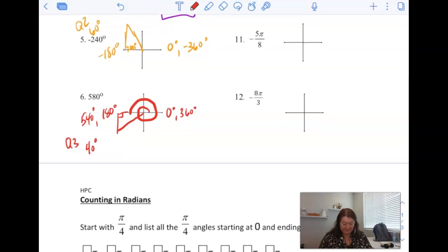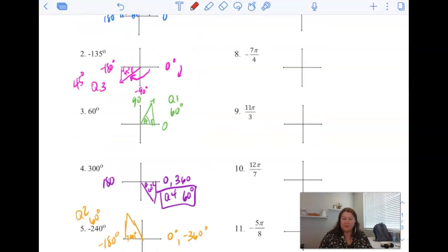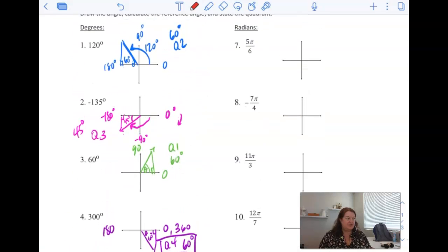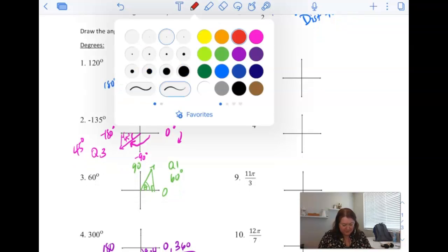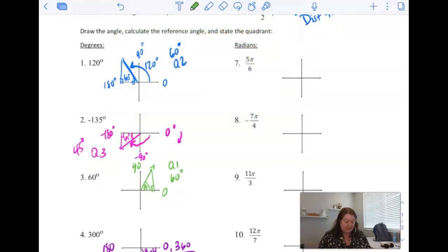Yay, pretty easy, right? All right, more challenging is when we go into radians, because we're dealing with all these fractions. Okay, so that's okay, we'll still do it. So in the first one, let's start this one maybe in green. Okay, so in this one, we're thinking in sixes, right? So this is 0, pi over 6.